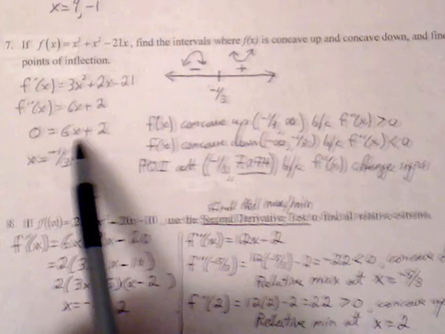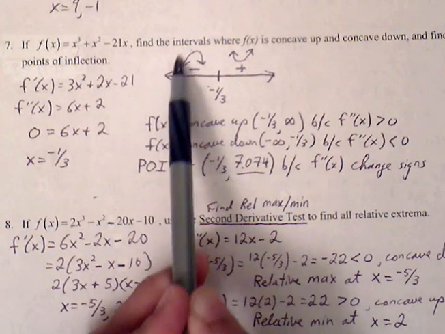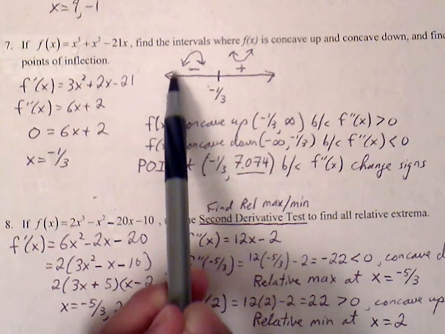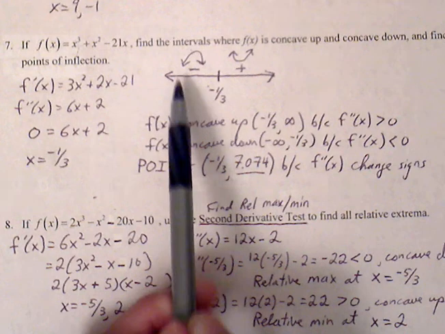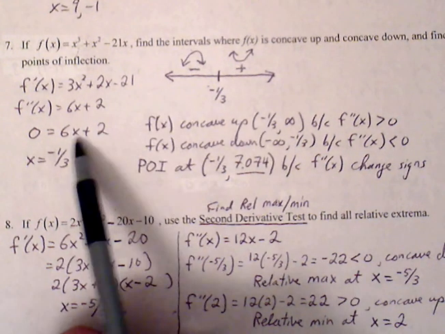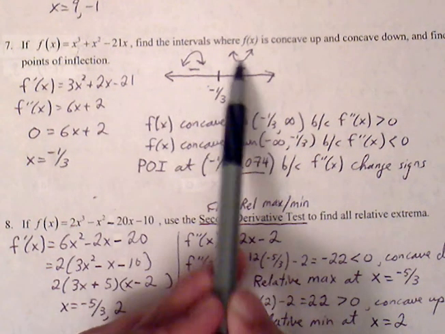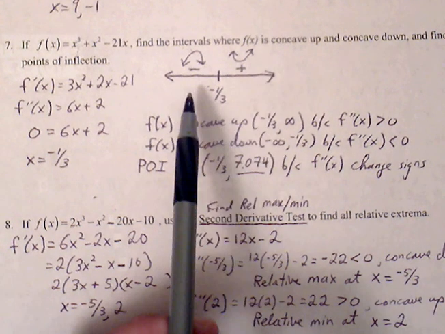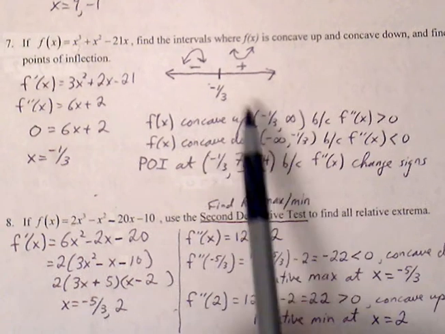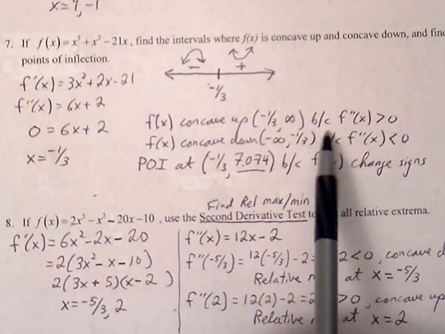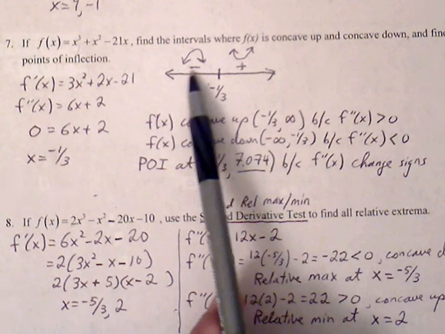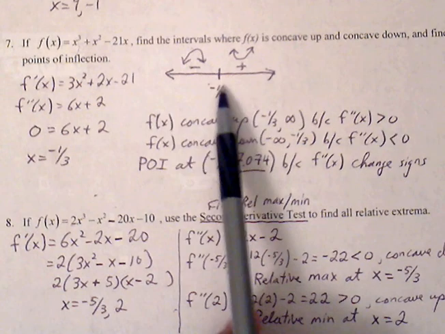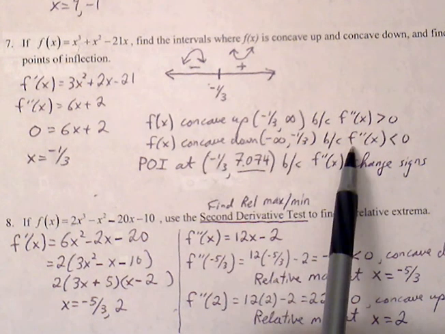We'll get negative 6 plus 2, which is a negative value. So we know that this portion of the graph will be concave down. If I plug in 0, I'll get a positive value. So we know that we have concave up here. So concave up will be from negative 1/3 to infinity because f double prime is positive. Concave down will be from negative infinity to negative 1/3 because f double prime is negative.